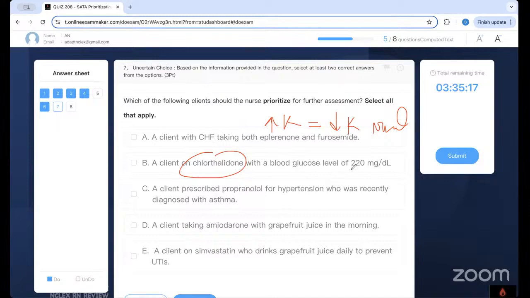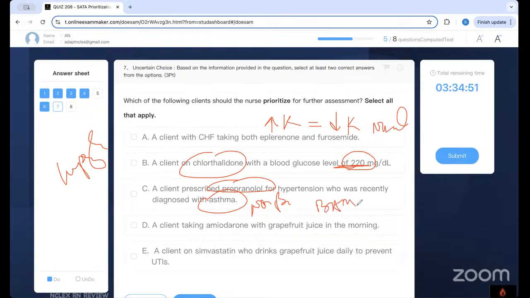Chlorthalidone will increase your glucose. This is expected. I call it hyperglycemia. It's an expected finding. Don't worry about it. Propranolol is what? A non-selective beta blocker. An asthma patient hates you if you give them propranolol, because they're going to have bronchospasm. Asthma patients are safe with the other one.